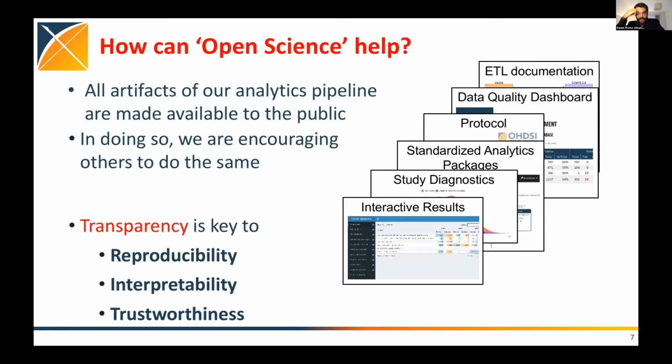We believe that by doing so, we are encouraging others to do the same, and we believe that this level of transparency will lead to better reproducibility, interpretability, and trust.